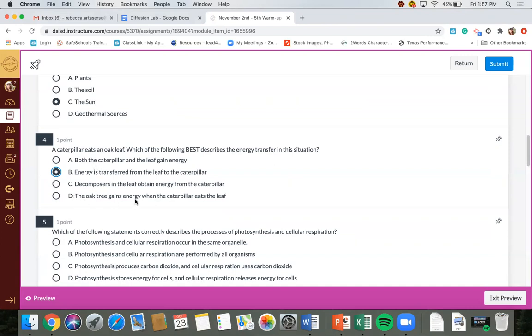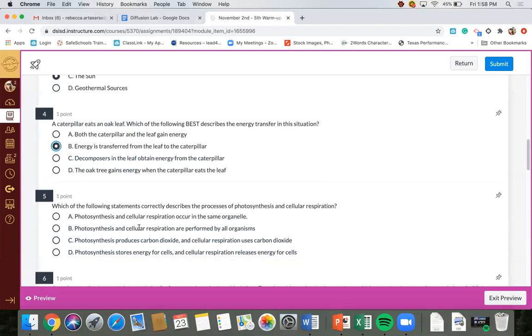D, the oak tree gains energy when the caterpillar eats the leaf. So remember, the oak tree is not gaining any energy from the caterpillar eating it. The oak tree is going to get its energy from the sun when it's performing photosynthesis, but the caterpillar has nothing to do with how the tree is going to get its energy. So again, the correct answer here is B.